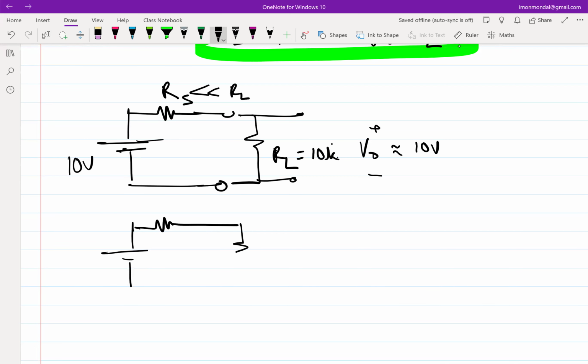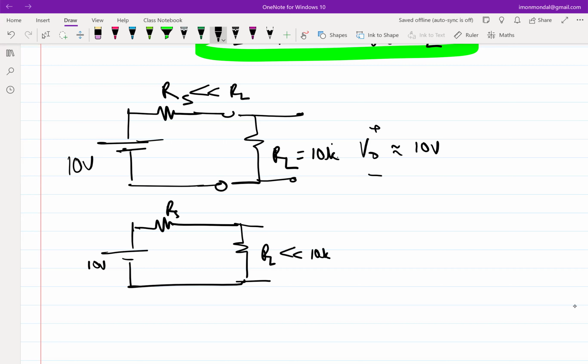The other observation is when RL is much lesser than 10K, we are observing V naught to be proportional to RL. Now, why is that happening? RL and RS are comparable. Okay, so let's say RL is equal to RS, right? So in that case, it's 5 volt.